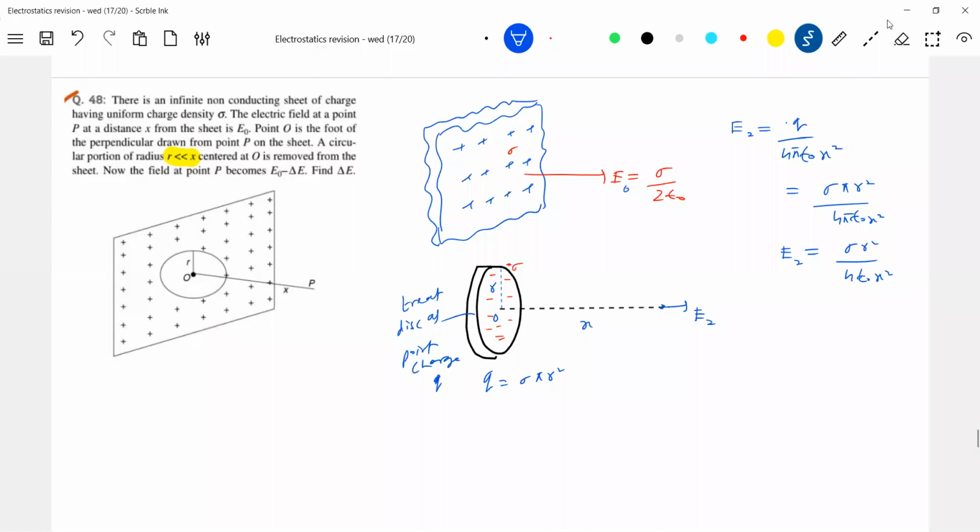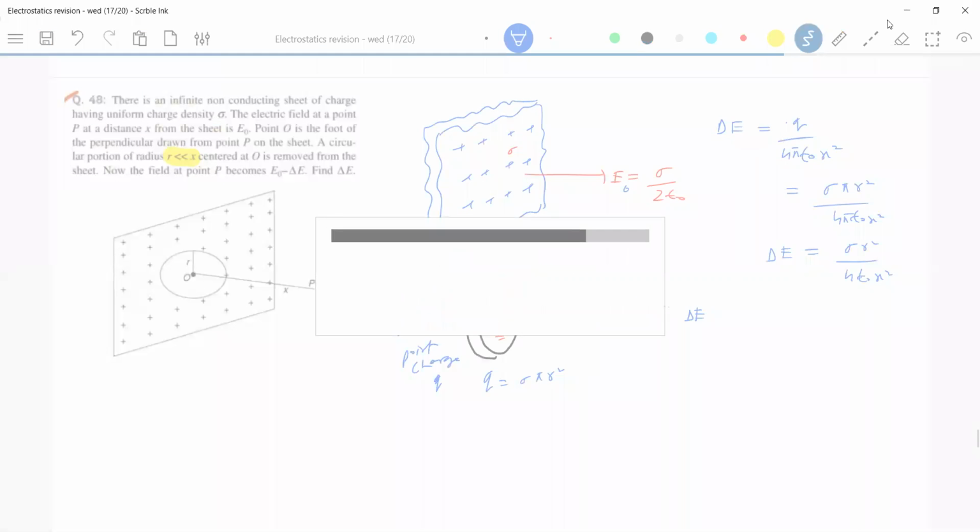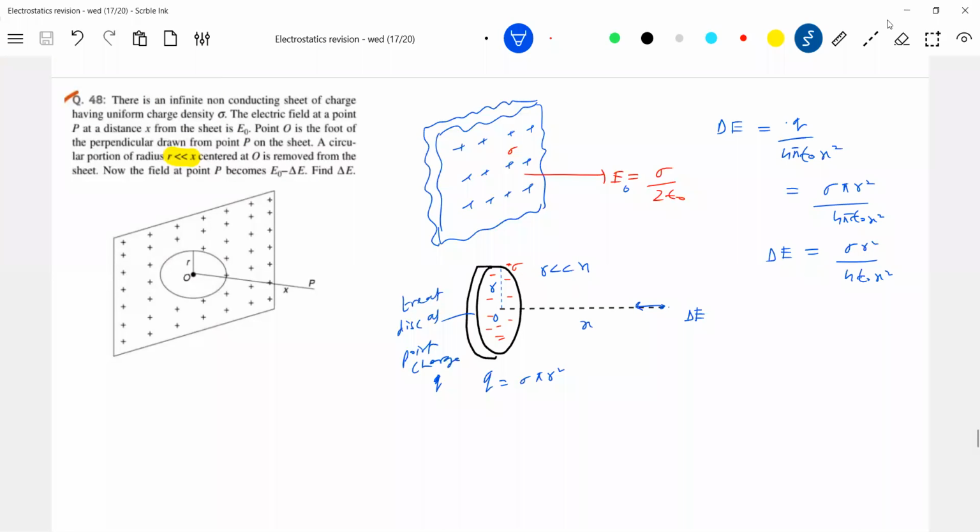E2 should be towards left now, sir. I'll change it. So let me bring the question symbols. This should be towards left. This is delta E. Be careful that r less than x is something, because of that I am writing this. Otherwise, what I should do is use the circular disk formula. Straight away, look at the mathematical conditions, what is going to be put here.